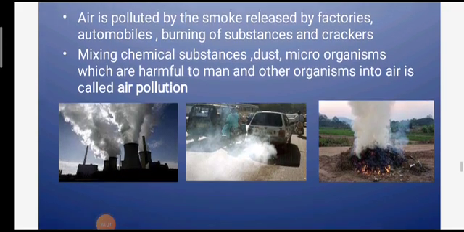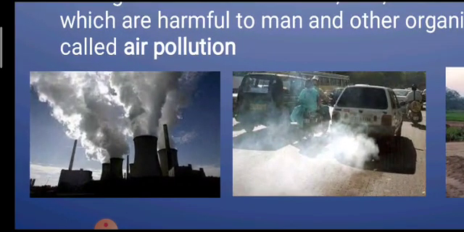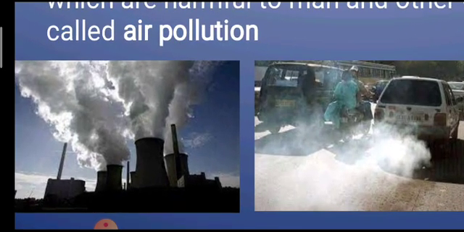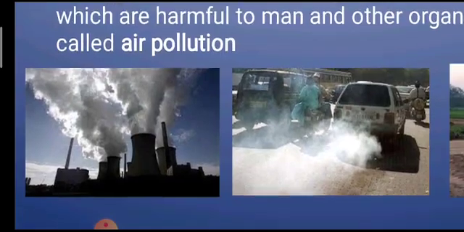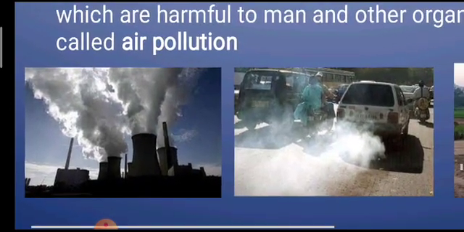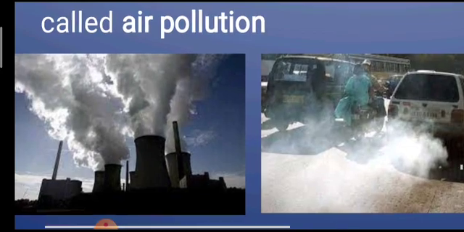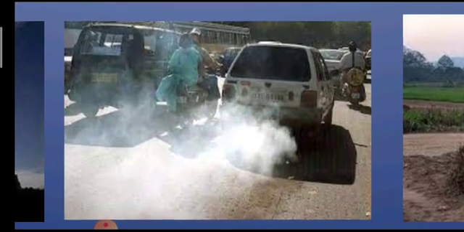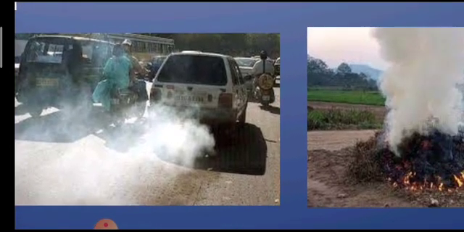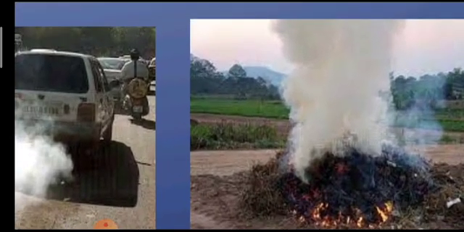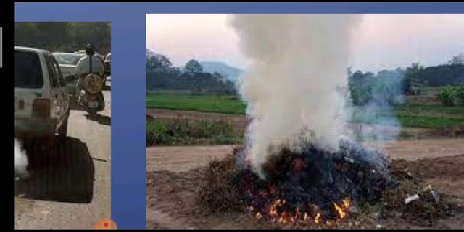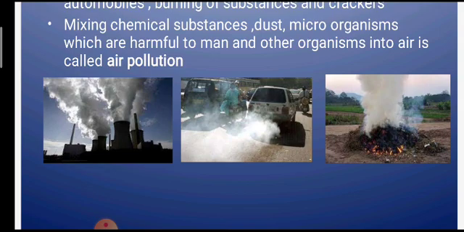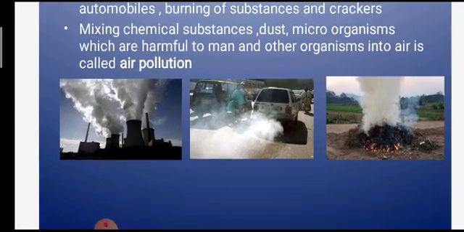See, can you see in this picture what is happening? All the chemicals are released from the industry. See, it is going into the air. See how dirty it is, full of dust and smoke. Can you see this picture? How dirty it looks. All automobiles are releasing smoke from the back side, which is very harmful to human beings. Here you see, we are burning a lot of substances which release a lot of carbon dioxide. These are the three pictures which show the causes of air pollution.